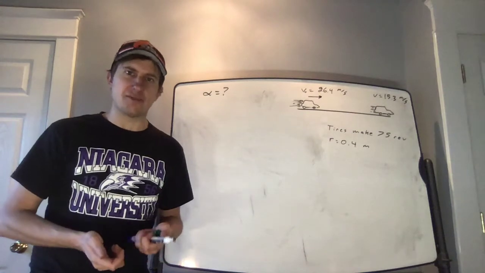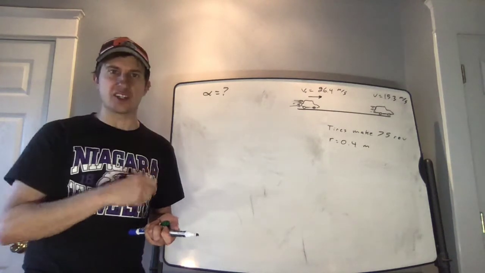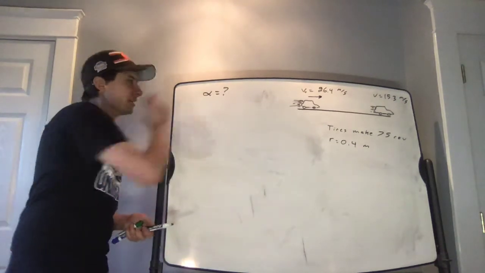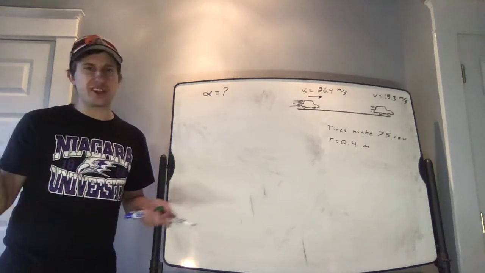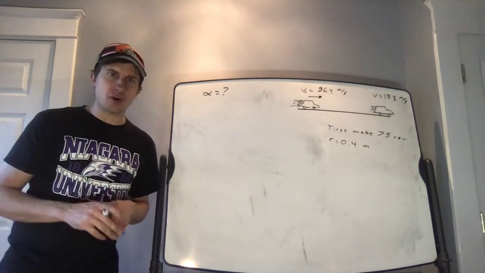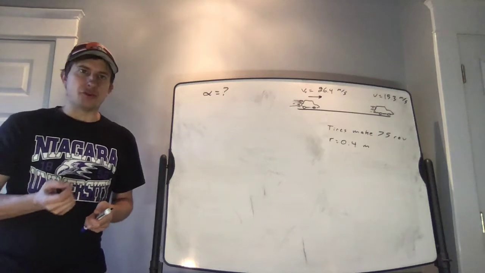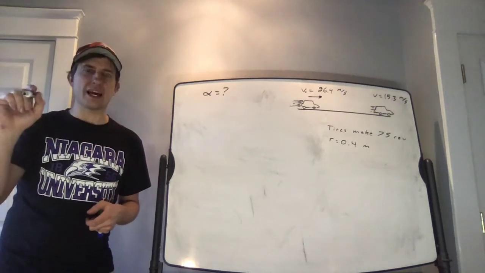Part A asks us to find the angular acceleration of the tires during the car's deceleration. So let's think about what we're given. Alpha is the term we want. So how do we find alpha? Well, we'll need some equation that includes alpha in it. Let's think about what else is given. The tires make 75 complete revolutions. In other words, the tires spin around 75 times.